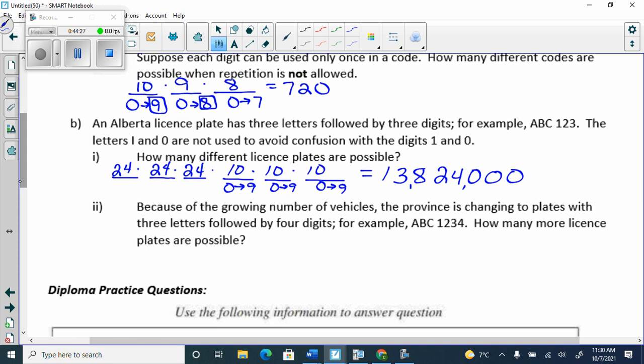Then, do you have a different number? No? Okay. So then we have, because of growing number of vehicles, the province is changing the plate to 3 letters followed by 4 digits. How many different plates are possible? So all that ends up happening, as you know, when we add a digit, is I just add another 0. So I'm going to get 138 million, 240,000.